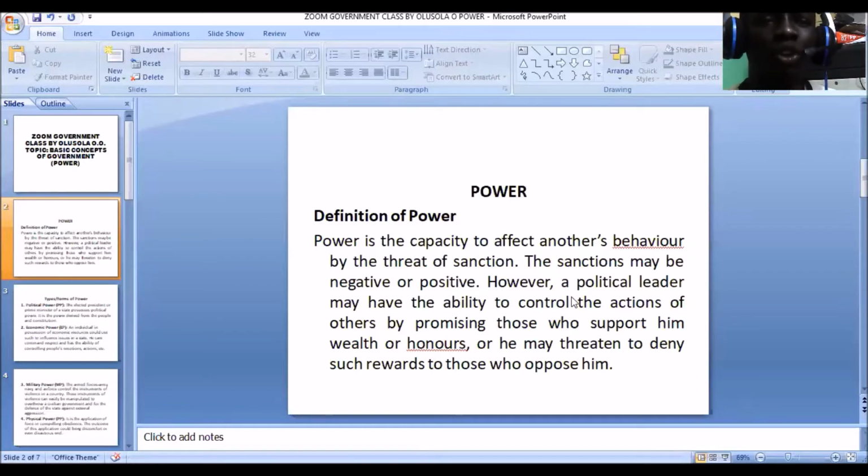Power, we made mention of sanction in our definition. Sanction can be negative, can be positive. That's why one can use power in a negative way or a positive way. Even in church, power is evident. In church, in mosque, in markets, and so on and so forth.